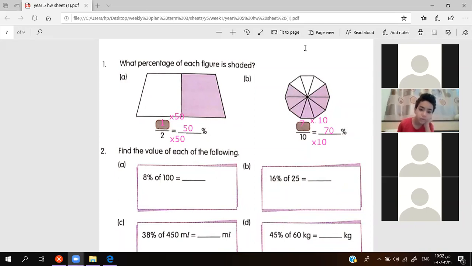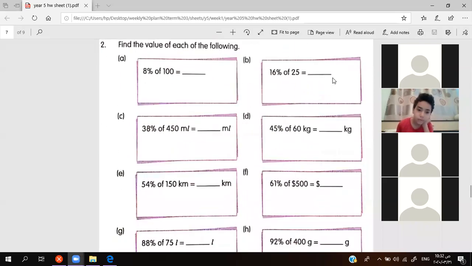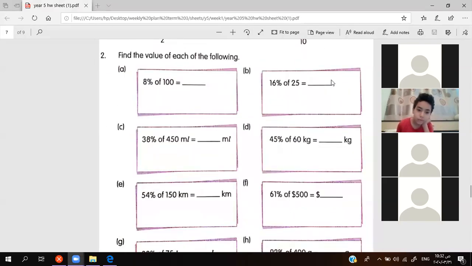Okay. Let's go to question 2, which is the important one for me. Here it's saying 8% of 100. This is very easy because it's over 100. So definitely it's an 8. 8 over 100. This is easy. Right. Let's go for the harder ones.